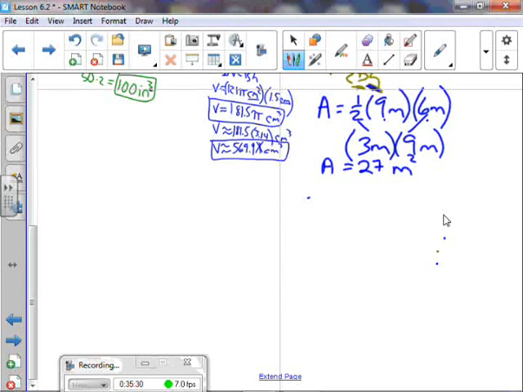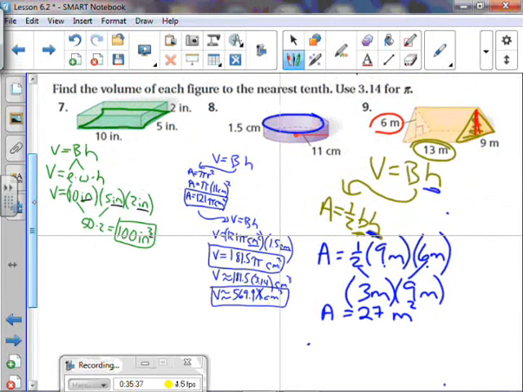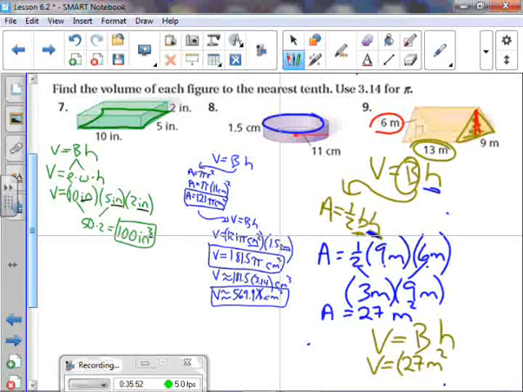Okay, so we have 27 meters squared, and we have now found the area of the base here. We still need to plug into our formula here, which is volume is equal to the area of the base times the height. We know what the area of the base is now. It is 27 meters squared, which we just found. And now we have to multiply by the height, and this time it is the height of the prism itself. So 27 meters squared times 13 meters.